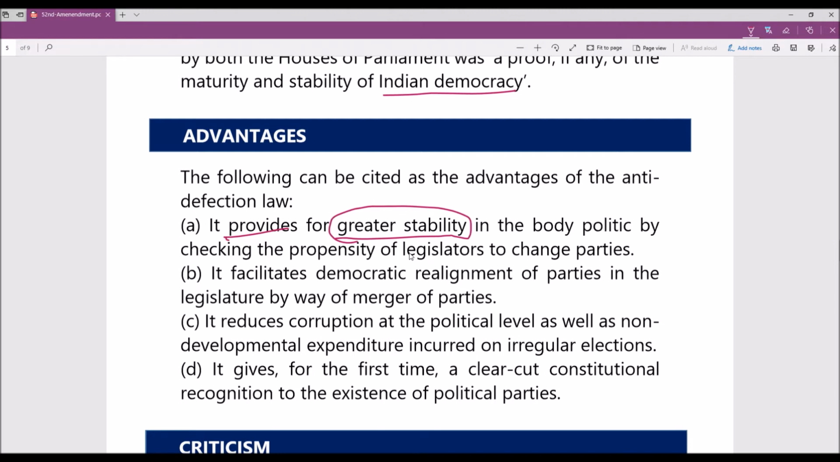In the body politic, by curbing the propensity of legislators to change parties, it facilitates democratic realignment of parties by way of merger. As we have seen, merger is allowed, split is not allowed. In a merger, if 2/3 of the members of party A say they will join party B, they remain members. So merger is allowed. It also reduces corruption at the political level as well as developmental expenditure.